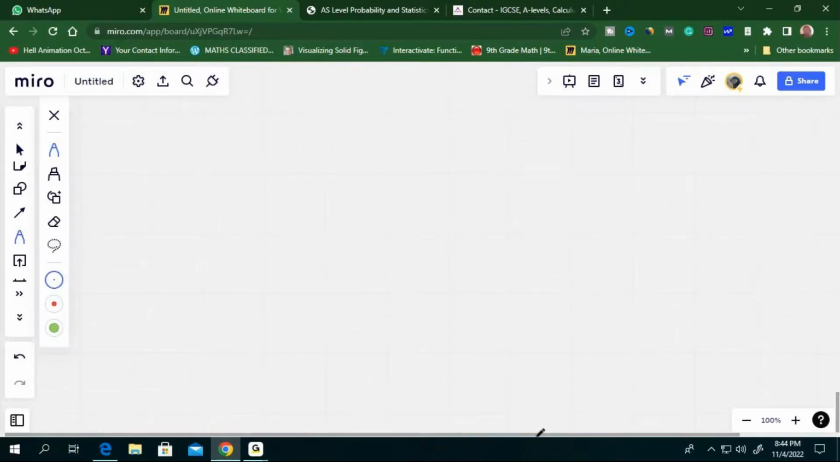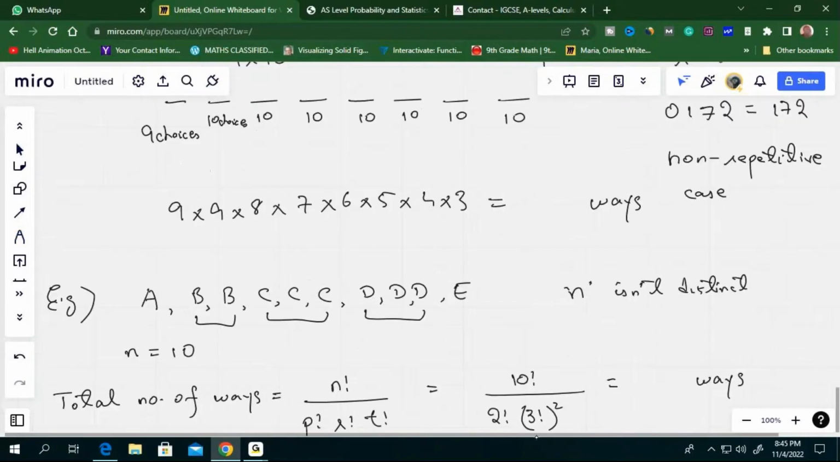I have a question. Yes. This 10 factorial is the total, right? It's all the total outcomes. Then why do we divide by the repeated counts and not by the total outcomes?